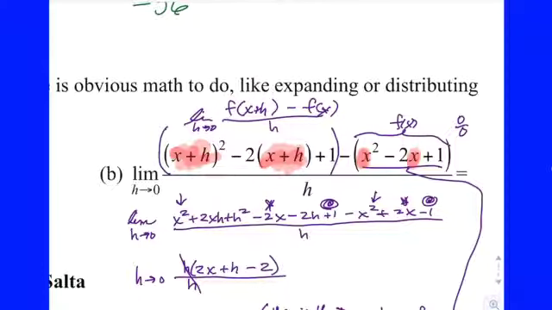So this is what I call the sledgehammer method. You're just expanding everything out, collecting like terms, and it should work out. The bad guy factor should divide out.